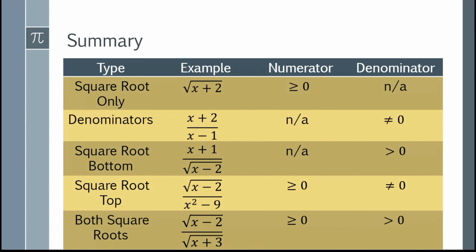Pag may square root ka sa bottom o sa denominator, sa numerator mo, wala kang pakialam kung ano man yung nakalagay dyan at applicable. Ang denominator mo naman dapat greater than 0. Pag square root on top, kailangan ang numerator mo ay greater than or equal to 0 at ang denominator mo naman should not be equal to 0. And lastly, pag both square roots, ang numerator mo ay greater than or equal to 0. At ang denominator mo naman should be greater than 0.